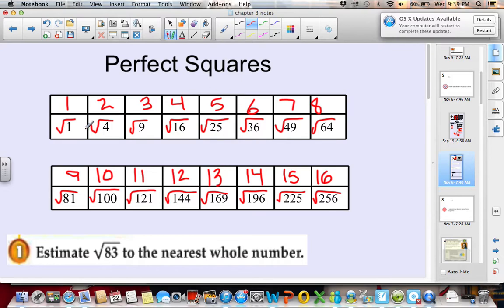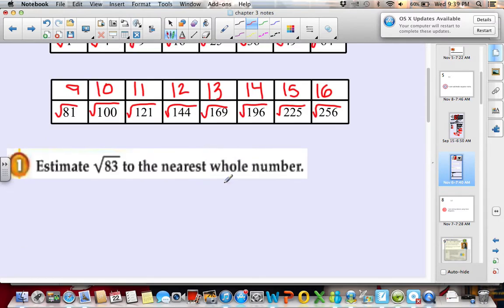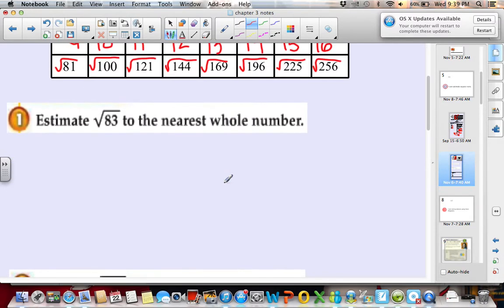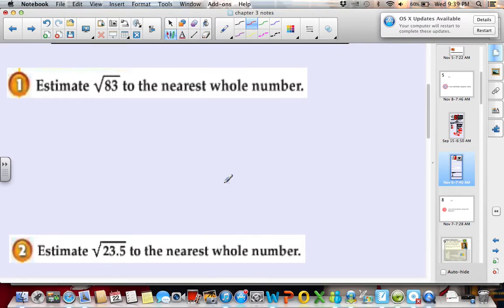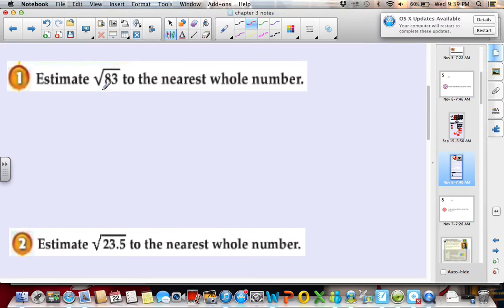So I rewrote our table just so we have it to use for our next ones. Using your table, I want you to solve number 1 and number 2. Estimate the square root of 83 and the square root of 23.5. Do that in your notes.